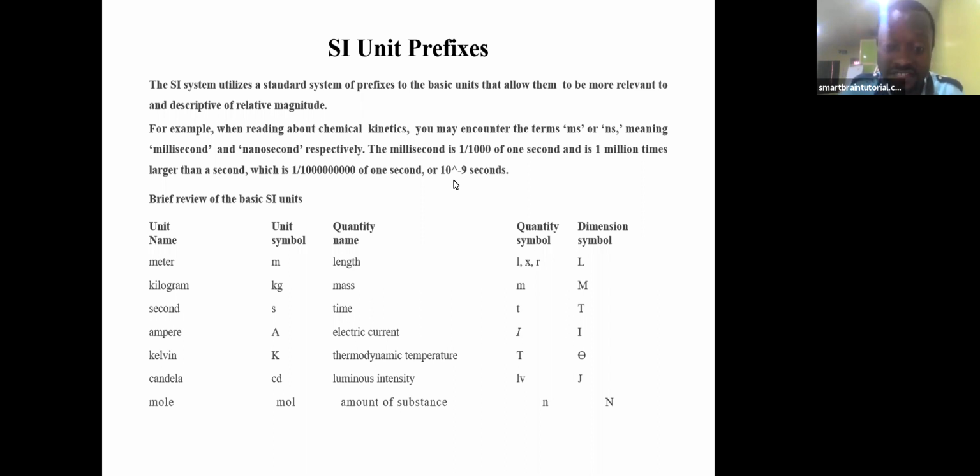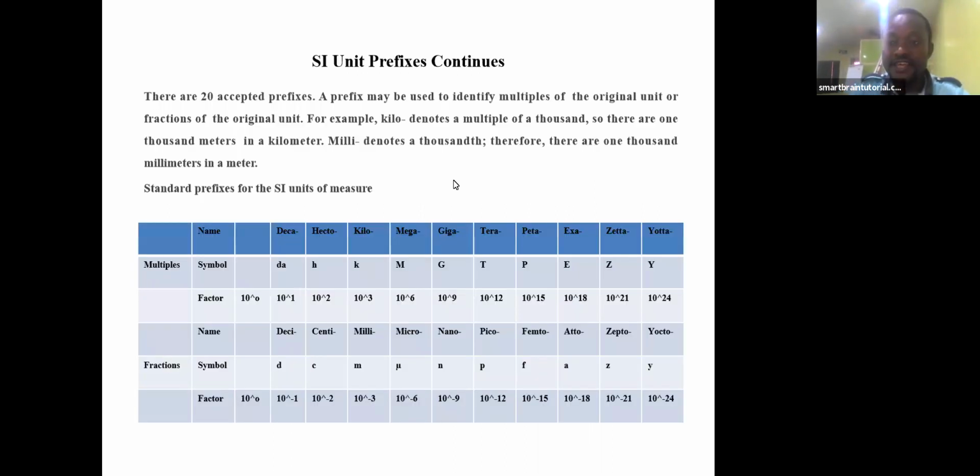Now, to measure it, it is measured in mole. The mole is referred to as the amount of a substance. The unit symbol is mol, and the quantity symbol is small n, while the dimension symbol used to derive mathematical equations is capital N. Next, you will see on the screen, we are looking at SI unit prefixes continued.